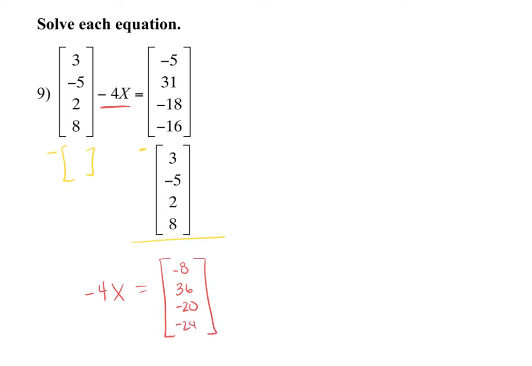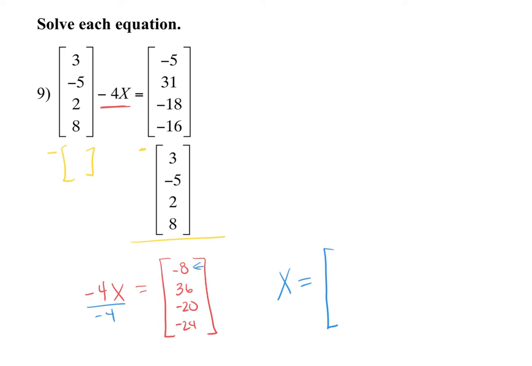And now that I've done my subtraction, I am going to divide by negative 4. Remember, scalar multiplication is the same thing as division, right? Dividing by -4 is the same thing as multiplying by 1/4. So I can divide every single piece by -4 as well. And so my x is going to be what happens when I divide each of these by -4.